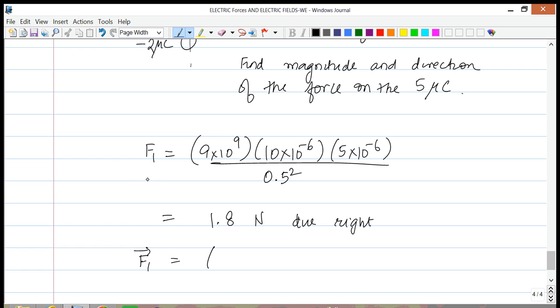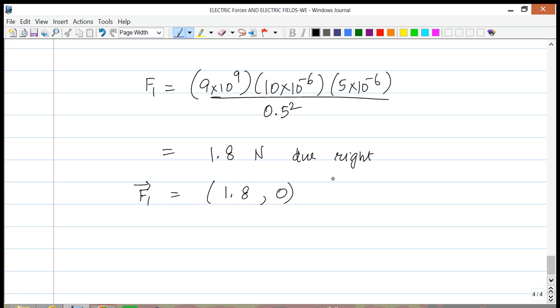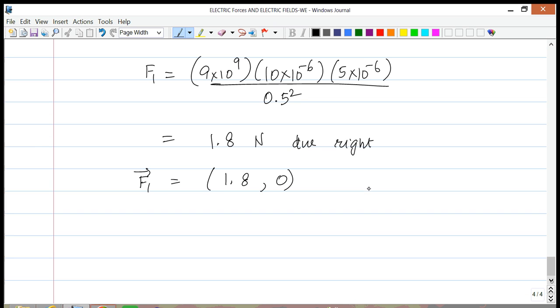Alright, so the components are going to be equal to 1.8, 0. Note again, when I write my components I put the vector sign on F, and when I write my magnitude I do not have the vector sign. So it's something that you must try to keep track of.